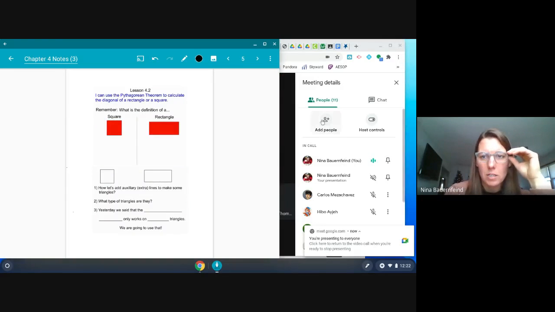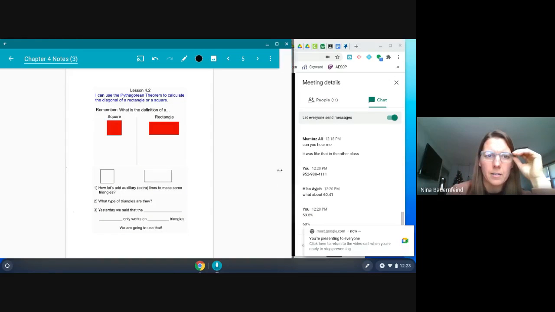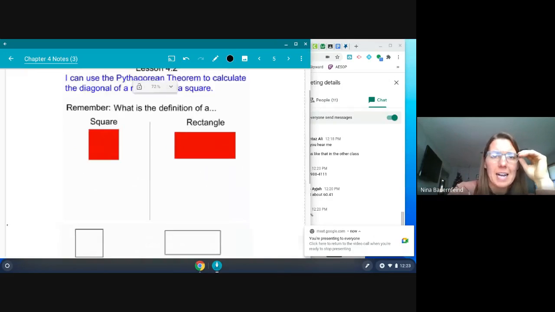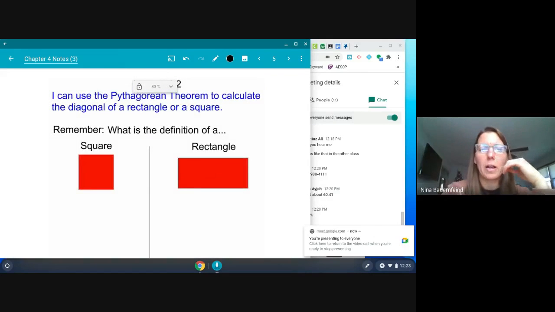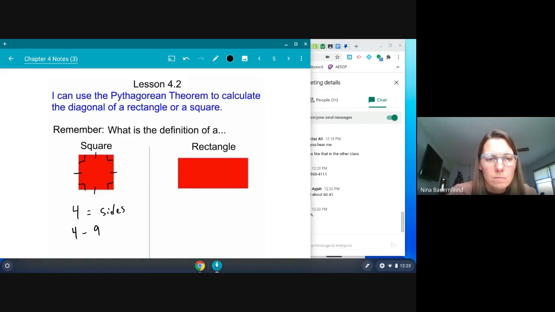All right, so this is lesson 4.2 on using the Pythagorean theorem to calculate the diagonal of a rectangle or a square. So the definition of a square, remember, is that all four sides are equal and the corners are all 90 degrees. Does that sound familiar? And then a rectangle just has four 90-degree angles.